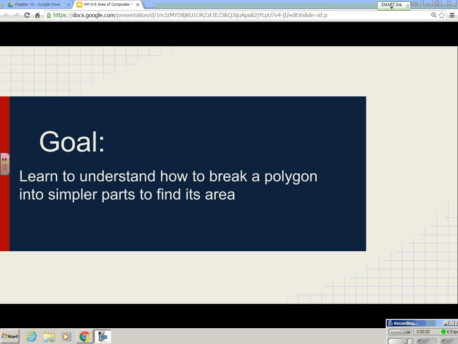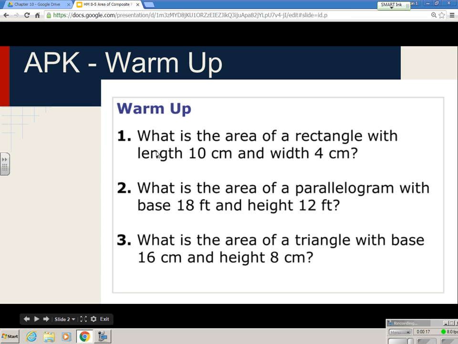Today we're going to look again at area, but today we're going to learn how to break down polygons into simpler parts. When you have weirdly shaped designs, how can we look at them as smaller, different pieces that can be put together? Your goal today: find the area of a rectangle, find the area of a parallelogram, and the area of a triangle. Come back when you're done.